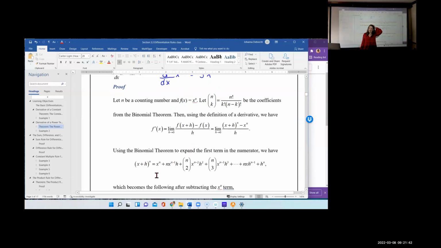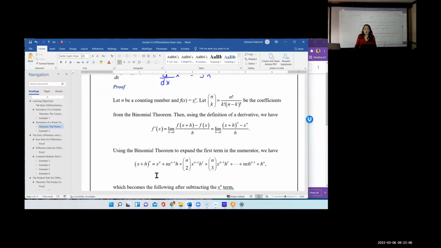Now the proof of the power rule comes from using the binomial theorem, and the coefficients in the binomial theorem are found by using n factorial over k factorial times n minus k factorial. And this is something that we call n choose k, that you will see again in calculus 2.